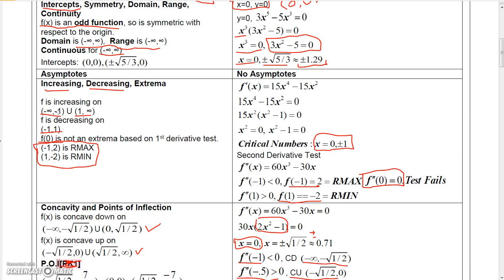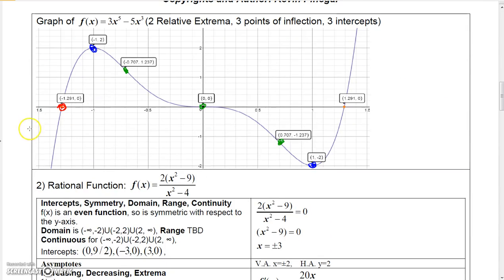Then from negative 1 to 1 it was decreasing. Then from 1 to infinity it was increasing. So here you can see the function's got to be increasing, so you draw the function to go through this intercept and increasing. And also it's concave down on this interval, and it maxes out here, and it continues concave down until you get to minus square root of a half, which is right here. Okay, then it switches to concave up, but it's decreasing now.